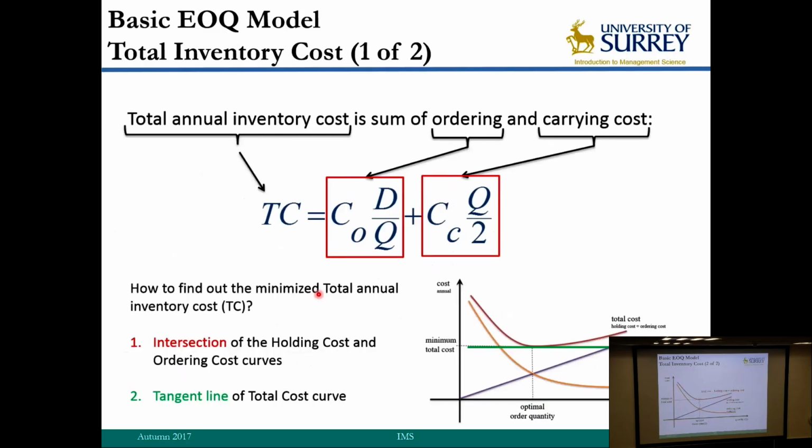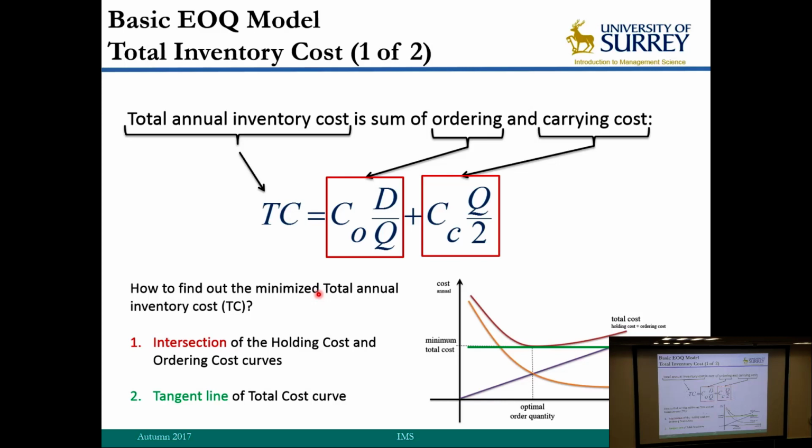Basically we have two ways to find it. This is the formula for the total cost. This is the ordering cost, which we've done before, and this is the carrying cost. Carrying cost is CC for every unit, and this is the average units across the whole year. This is the ordering cost for every order, and this is the demand for the whole year, and Q is the quantity for every order. If you add them together, that's the total annual inventory cost.